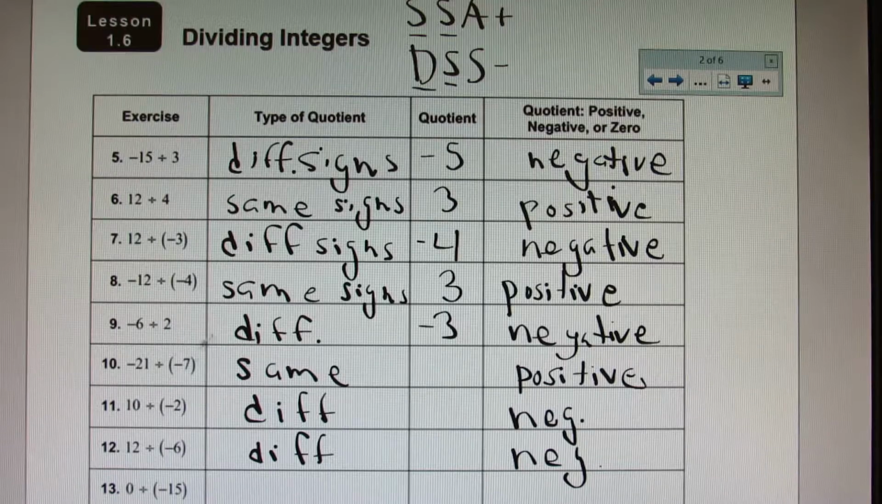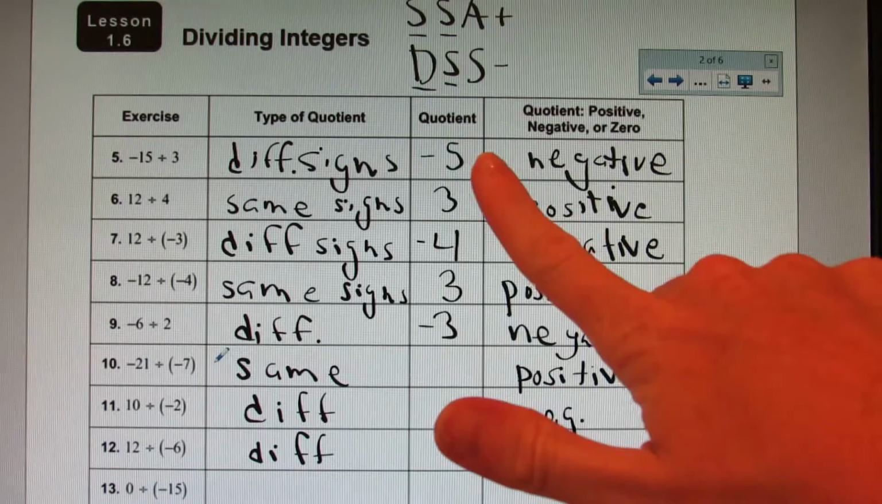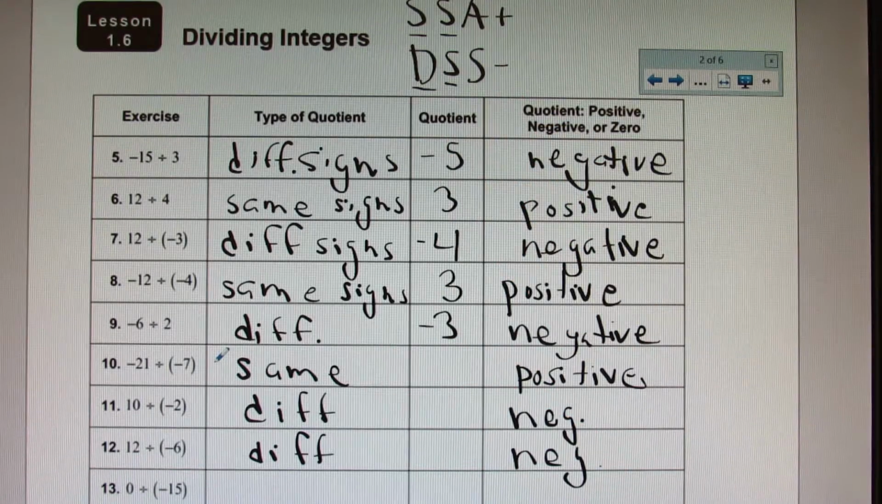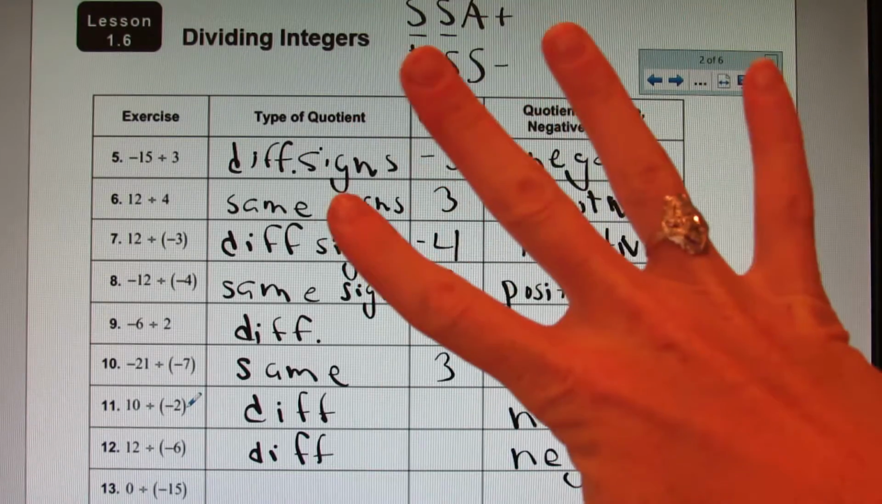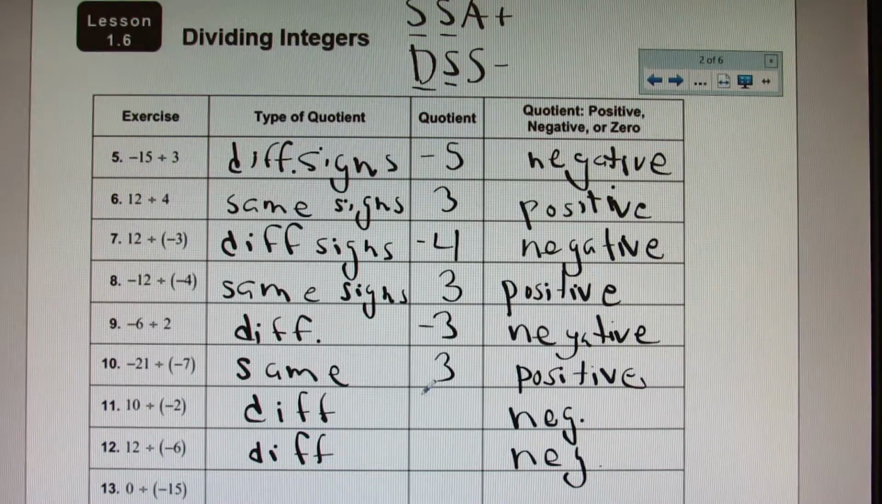All right, 21 divided by 7. 7 times what gets you 21? 7, 14, 21. And this time my 3 will be positive because they had the same sign to begin with. All right, 10 divided by 2. 2 times what gets you 10? 2, 4, 6, 8, 10. That's 5. But that will be a negative 5 because the signs were different.